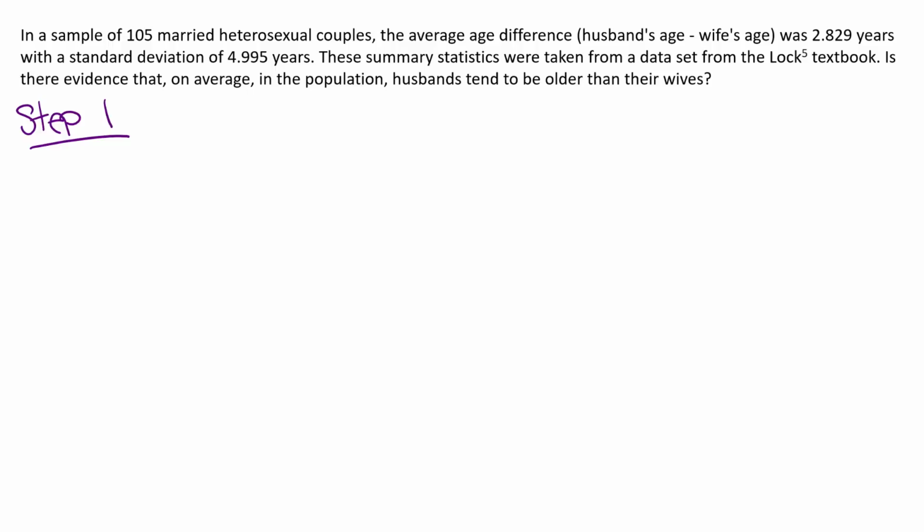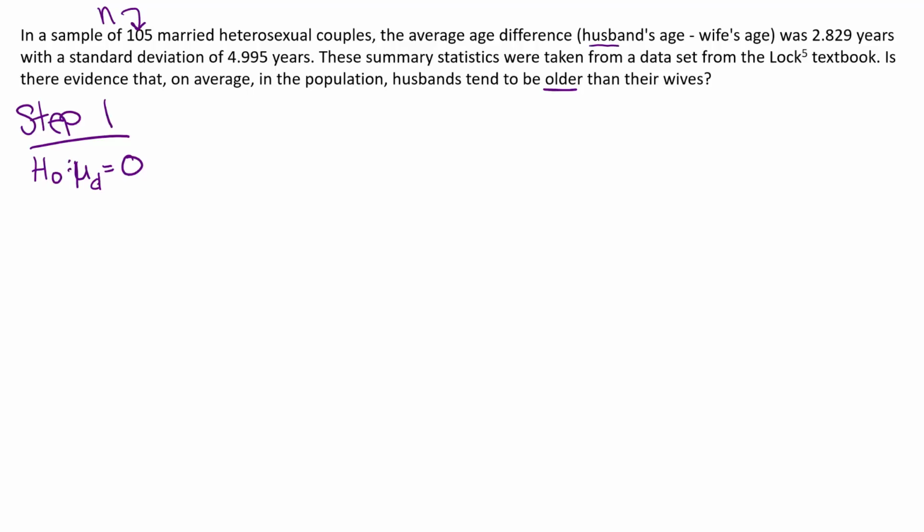Our sample size here is n of 105. This is greater than 30, so we can use the t-distribution. Next, we write our hypotheses. The null hypothesis is that the mean difference in the population, or mu sub d, equals 0. We want to know if on average husbands tend to be older than their wives.